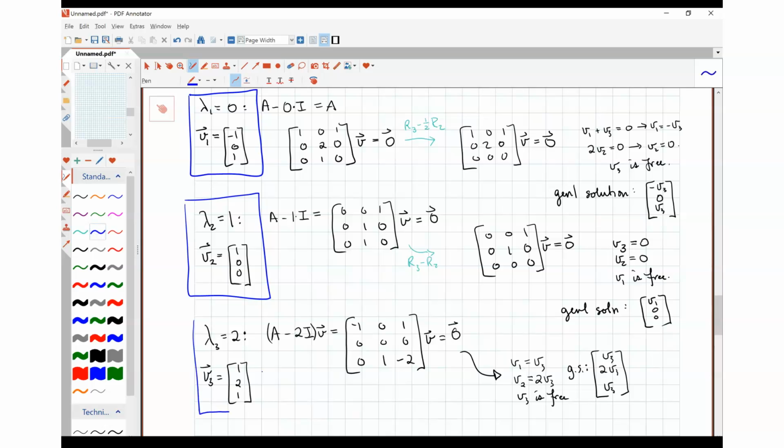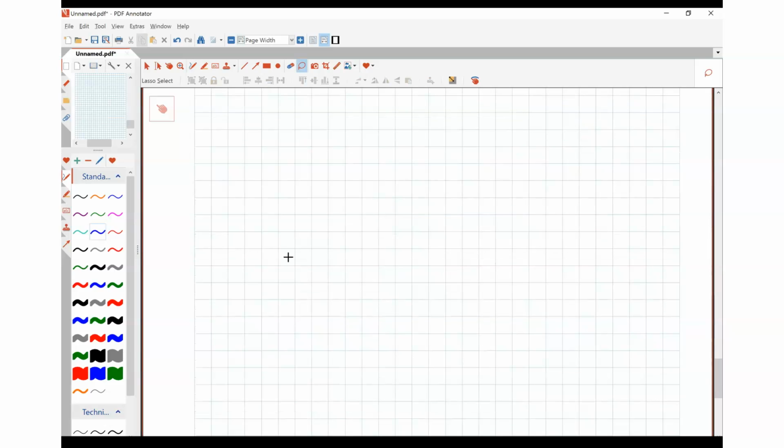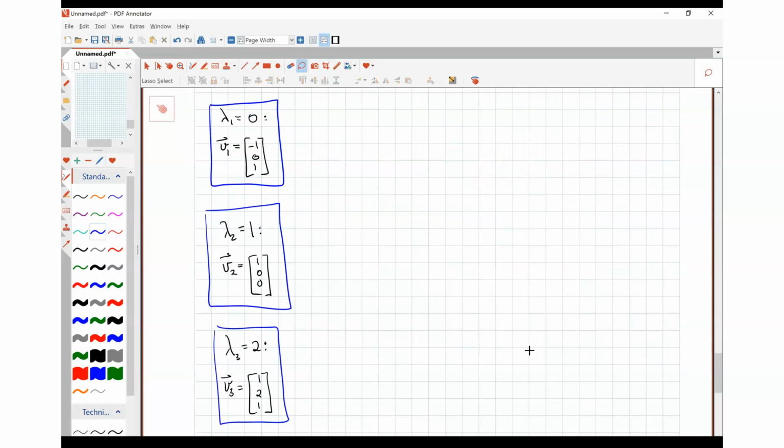And so that's our last eigenpair. Now we can think about what is actually happening here. So let me just be a little bit lazy and copy these things. There we go. All right, so these are our 3 eigenpairs for this linear transformation.